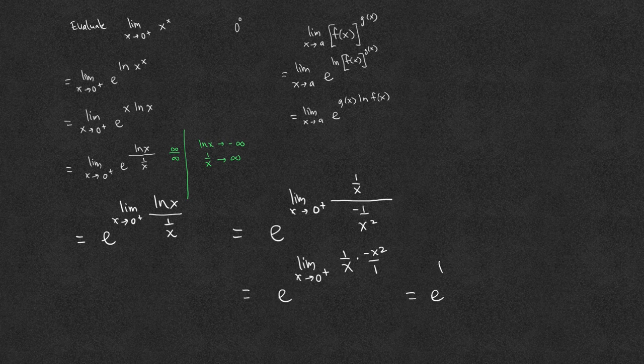This is e to the limit as x goes to 0 from the right-hand side. Negative x squared over x is negative x. And as x goes to 0 from the right-hand side, negative x goes to 0, so we end up with e to the negative 0, or simply e to the 0. But e to the 0 is 1. This limit as x goes to 0 from the right-hand side of x to the x is 1.